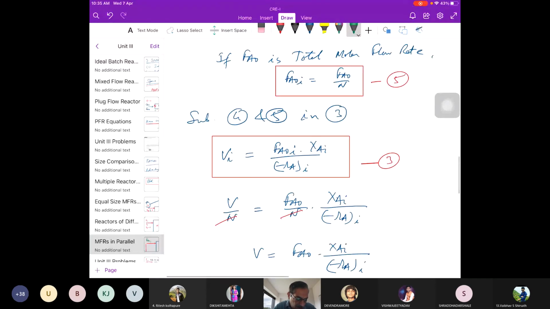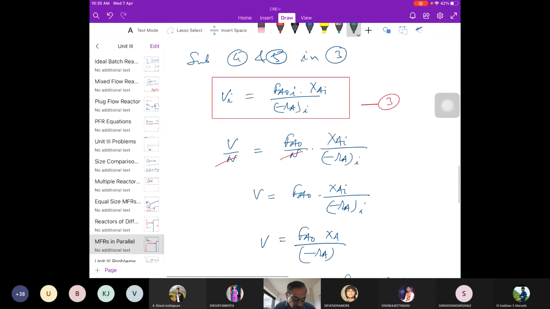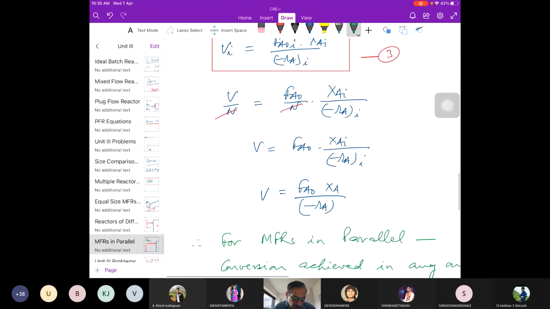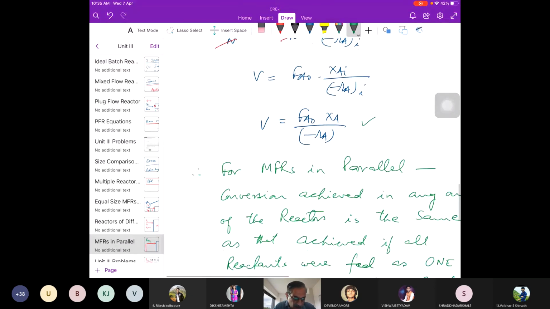Vi is nothing but V upon n. Volume of any reactor is nothing but total volume of all mixed flow reactors divided by n. FAI is nothing but you are equally dividing each reactor, so FA naught upon n and XAI upon minus RAI. So we get the same thing, V is equal to FA naught XAI upon minus RAI, which is the same thing as what we have for a normal mixed flow reactor, right?